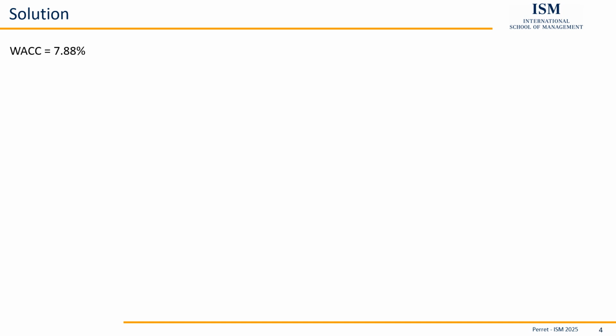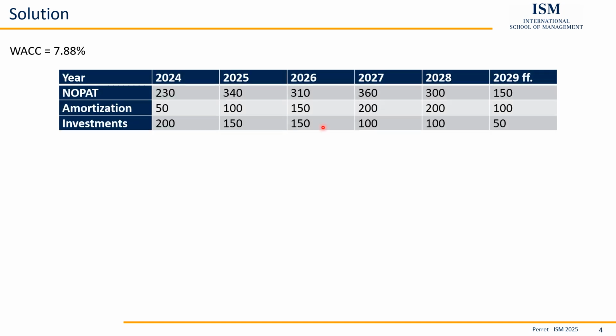For this, I'm copying the WACC, and I'm also copying the table from the exercise text. And I'm going to expand this table a little bit. First, by the free cash flows, which I can simply calculate as NOPAT plus amortization minus investments. So in this case, the money still available after having done investments. So here I calculate, for example, 230 plus 50 is 280, minus 200 is 80. 340 plus 100 minus 150 gives 290.